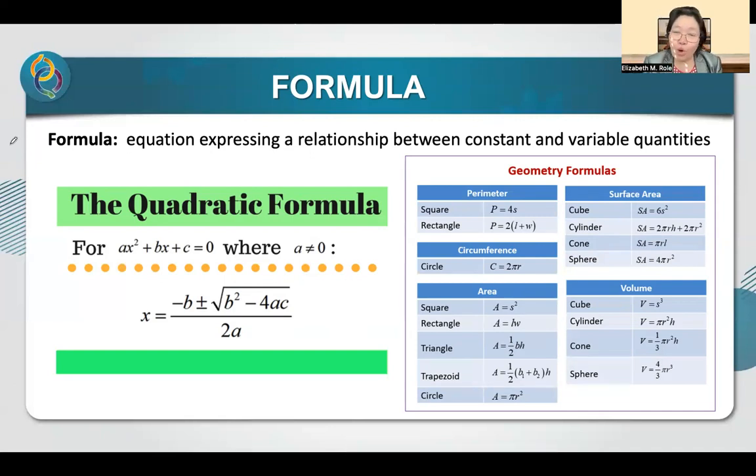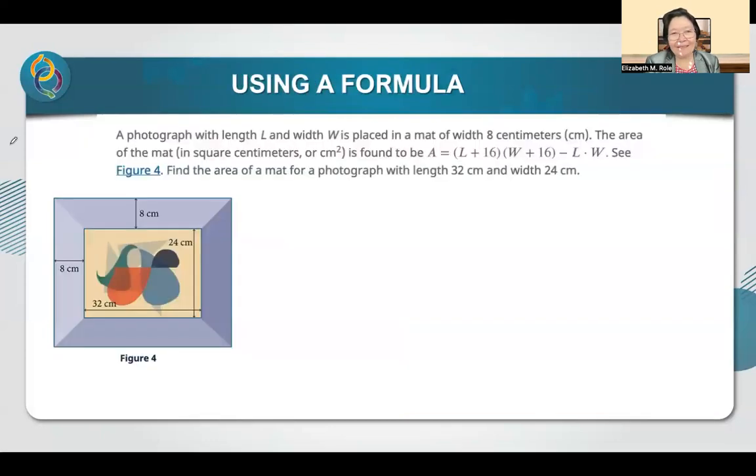Now there are lots of geometry formulas, looking for the perimeter of a square, the perimeter of a rectangle, the circumference of a circle, the areas of geometric figures such as square, rectangle, triangle, trapezoid, circle, or surface area or volume. These are just examples of formulas, and we will be dealing with these formulas. And one thing with algebra is you can make your own formula out of a given problem. That's what we'll be learning in our discussion right here.